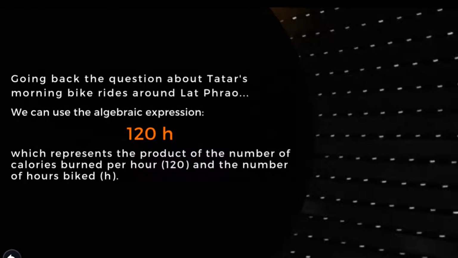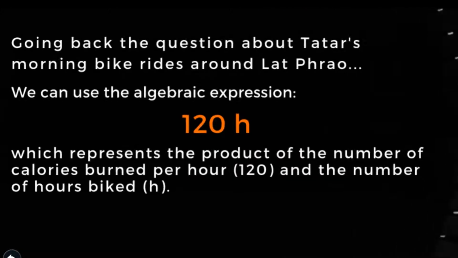In this example, we can use the algebraic expression 120h, which means 120 times h. This represents the product of the number of calories burned per hour, 120, and the number of hours biked, h.